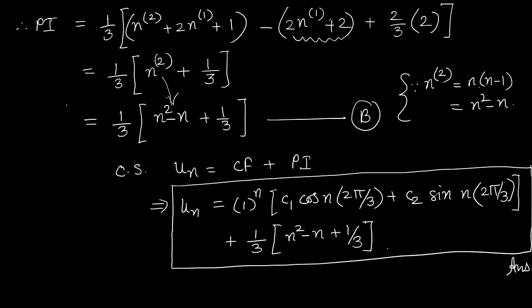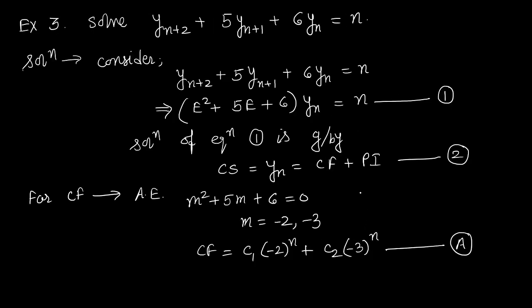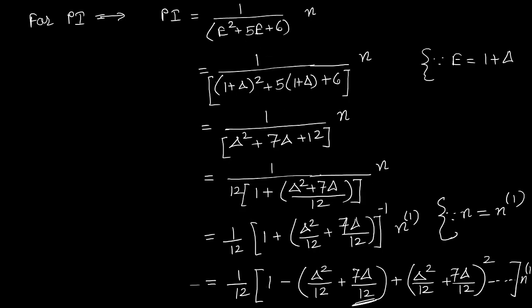Lastly, write down the complete solution CF plus PI. Another example, here apply the same method. Here, the given equation, we write in terms of E, then the complete solution is CF plus PI. For the auxiliary equation, the roots are real and different, therefore apply case 1 for writing CF. PI equal to, first we write the value, substitute the value of E, then 1 plus delta.